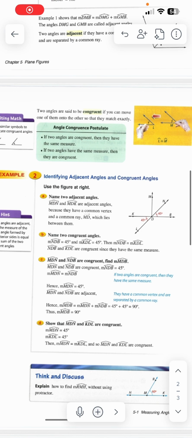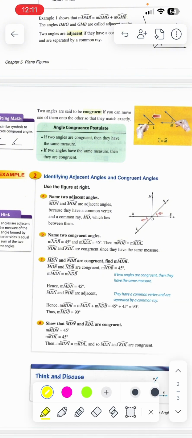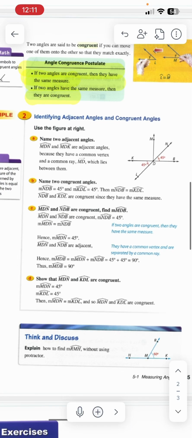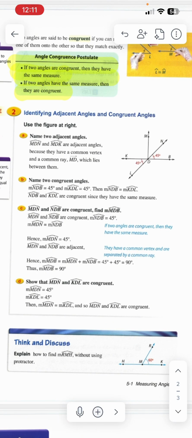Now, in example 2, I talked about the postulate and the theorem. I said if two angles are congruent, then they have the same measurement. Congruent means equal. And the opposite statement is also correct. If two angles have the same measure, then they are congruent. That is pretty obvious.